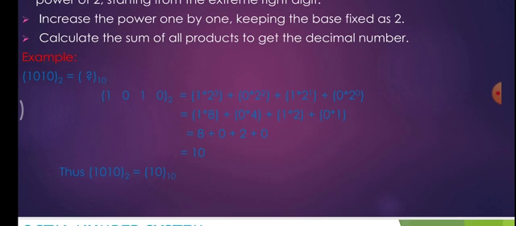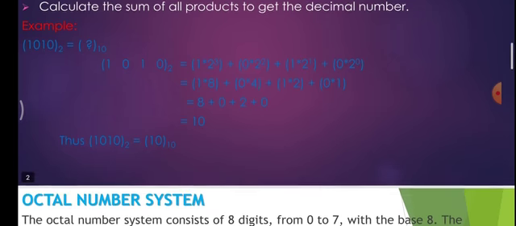Now on solving the equation, 1 multiplied by 8 plus 0 multiplied by 4 plus 1 multiplied by 2 plus 0 multiplied by 1 will give 8 plus 0 plus 2 plus 0 equals 10. So the binary number 1010 equals the decimal number 10.